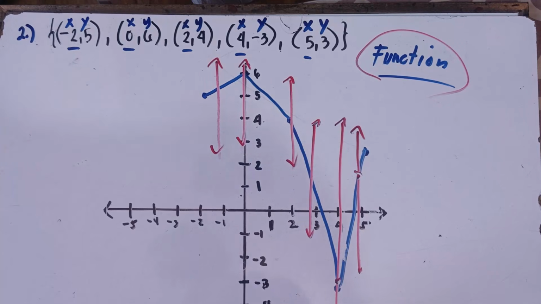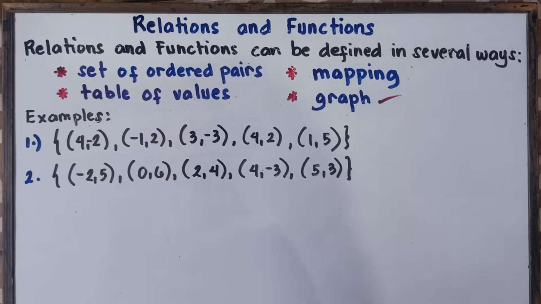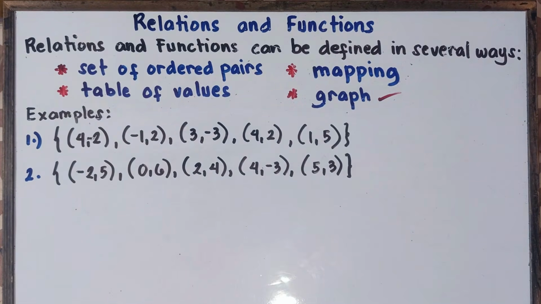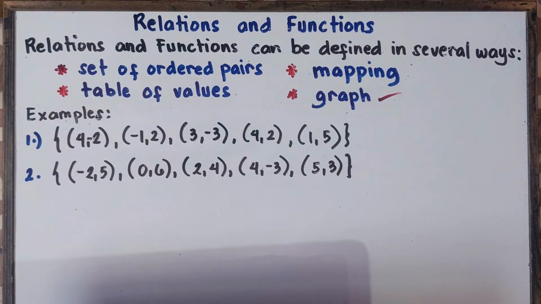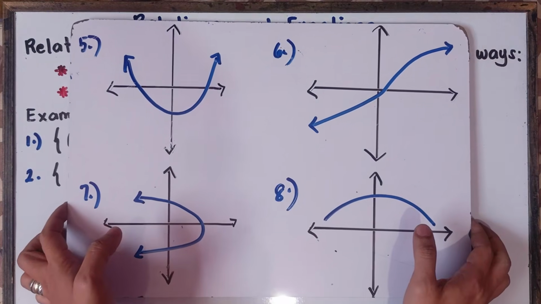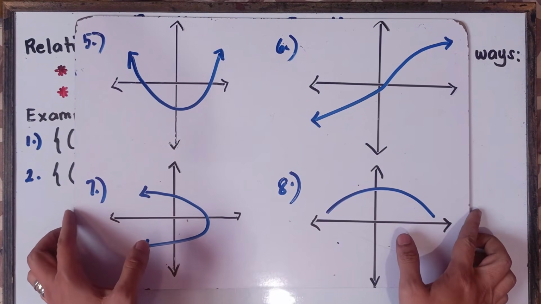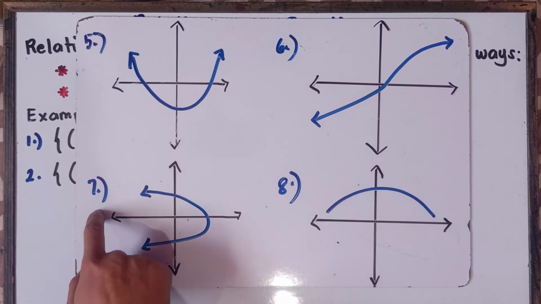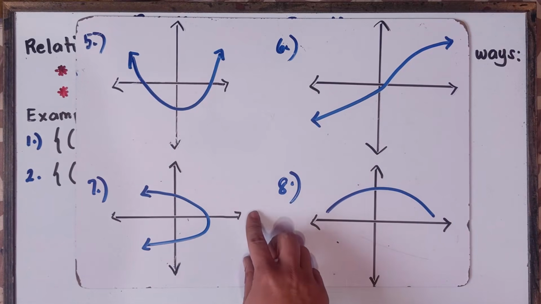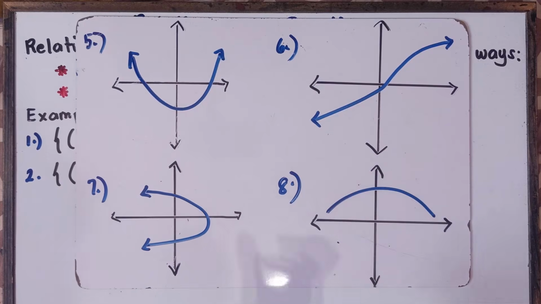Very easy, right? Alright, so this will be your activity. So let's have our activity, class. We have 5, 6, 7, and then 8. So let me answer number 5, class, and then you try number 6, number 7, and then number 8. You determine, class, if the given graph is a function or not.